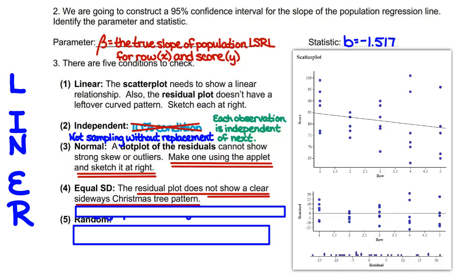To check for normality, we have to make sure that the dot plot of the residuals, right here, does not show a strong skew or outliers. I don't see a strong, heavy skew in my residuals. I don't see any outliers that are way far away from the rest of my data.